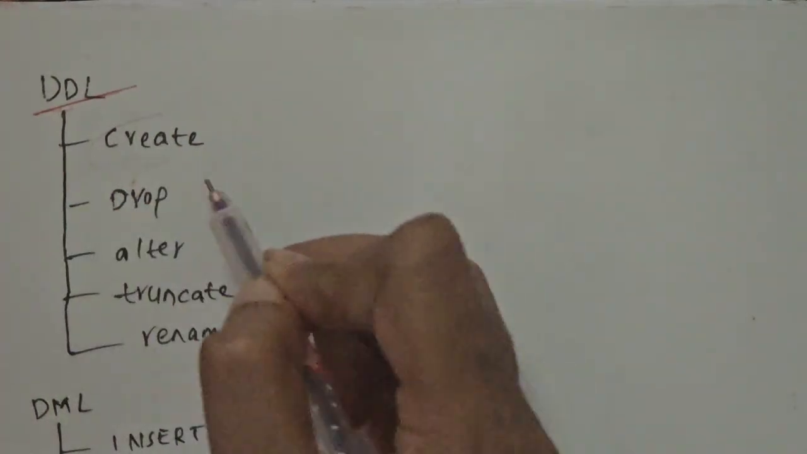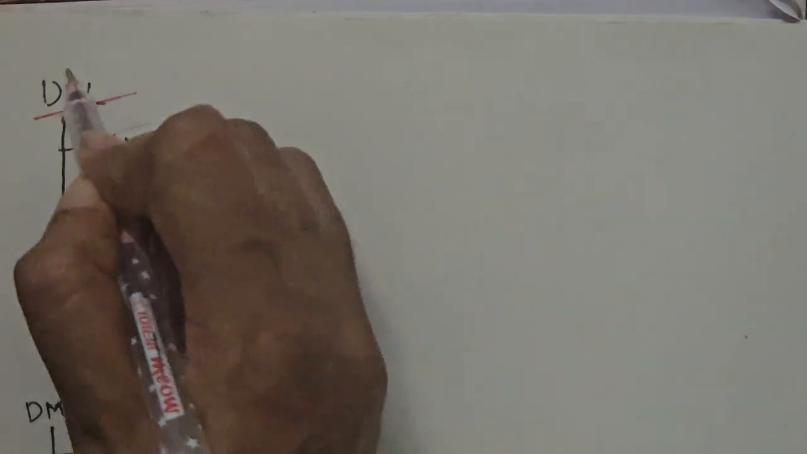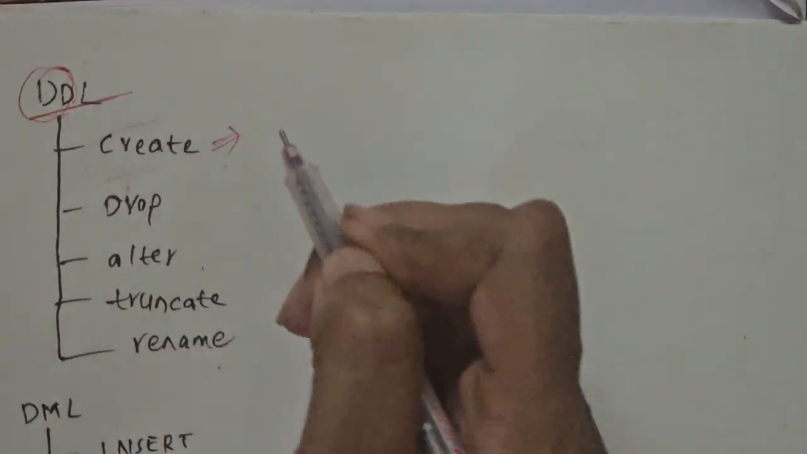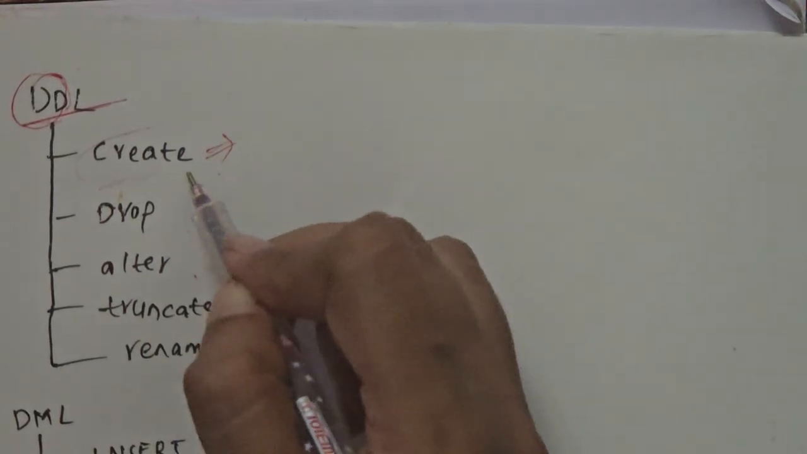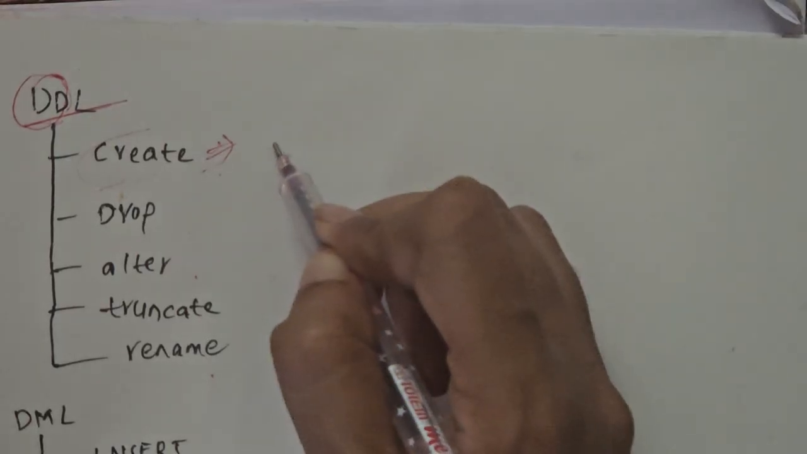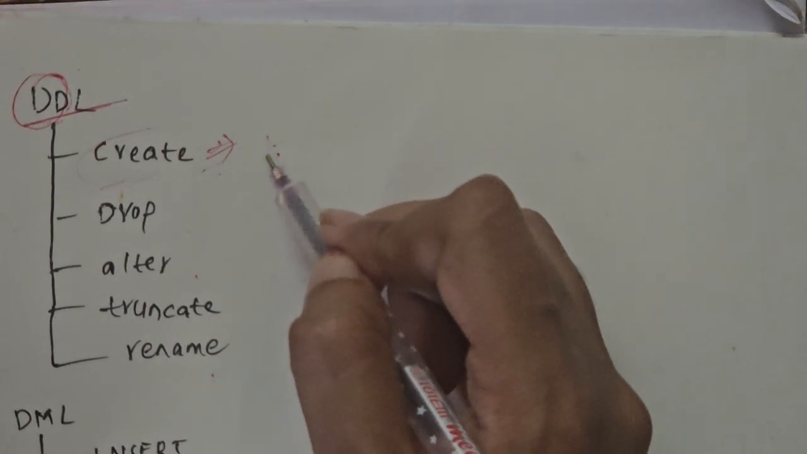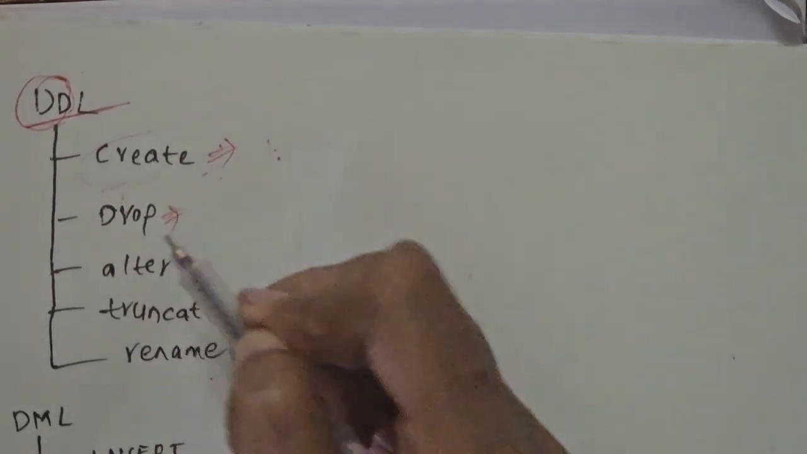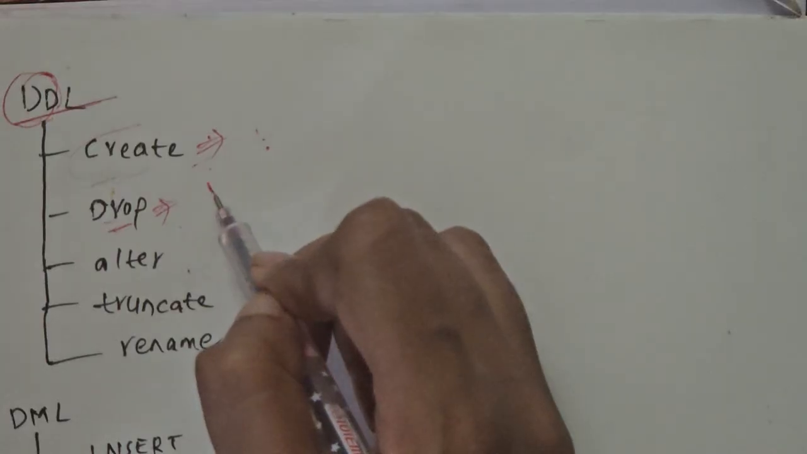In the DDL commands, we have create, drop, alter, truncate and rename. The create command, as I told earlier, data definition means to define the structure or to alter the structure of the database objects. The create command is used to create database objects such as tables, views or stored procedures. Then drop. The drop command is used to drop the database objects.